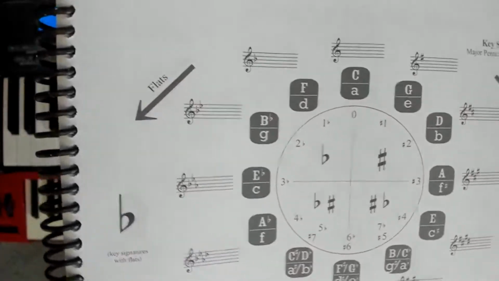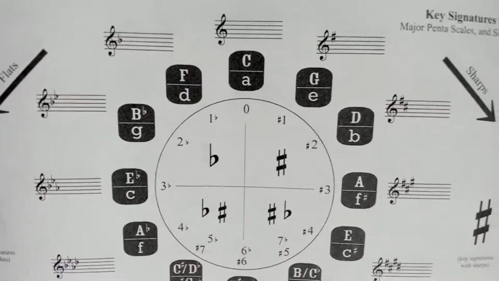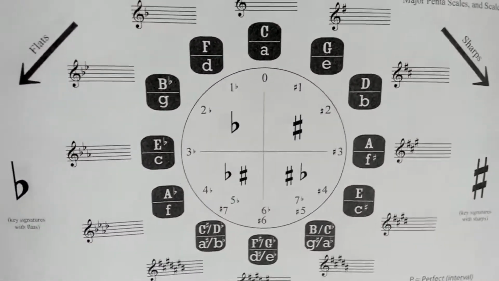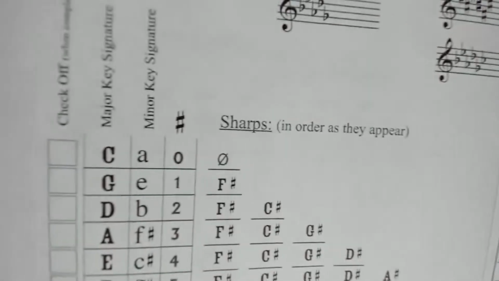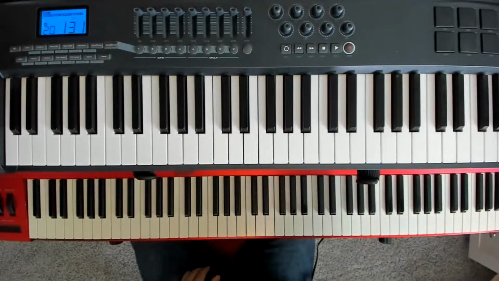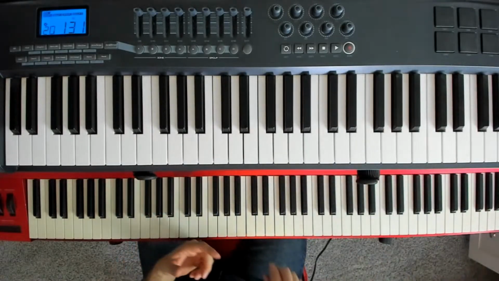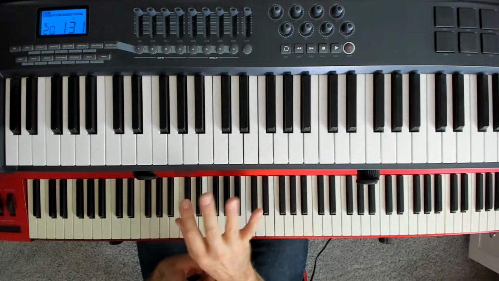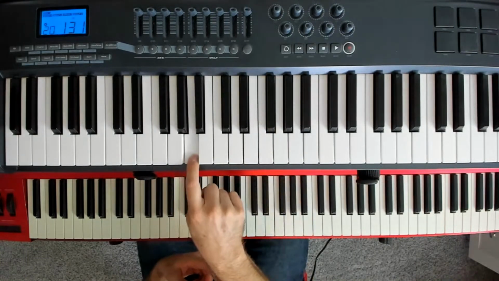Sharps go to the right. If we go to the right over there, you'll see that G major has 1 sharp, and that happens to be, if I come down here, F sharp. There you go. G major has 1 sharp, it's an F sharp. Okay, so in the key of G major, if I go from G to G, we have all white keys except for the F sharp.